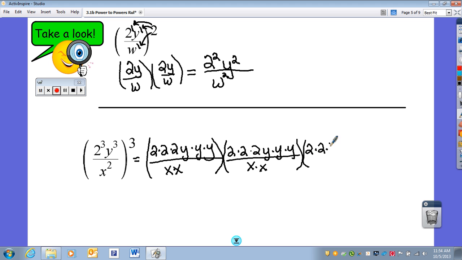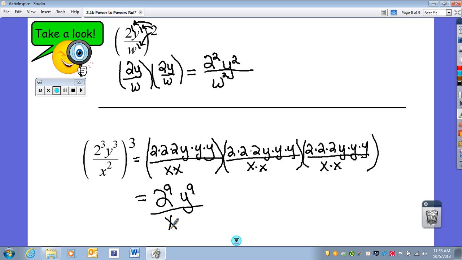Now we're going to simplify. In the numerator, I have the first base of a 2. I have 3, 6, 9 2's all together, so that's going to be 2 to the 9th power. Then I have my base of y. I have 3, 6, 9 y's all together. And in the denominator, I have a base of an x, and I have 2, 4, 6 x's all together. That would be my simplified expression.